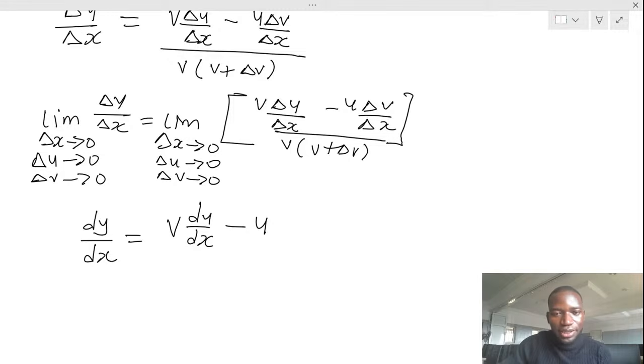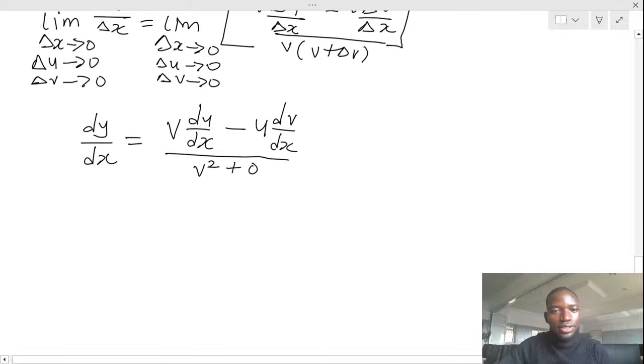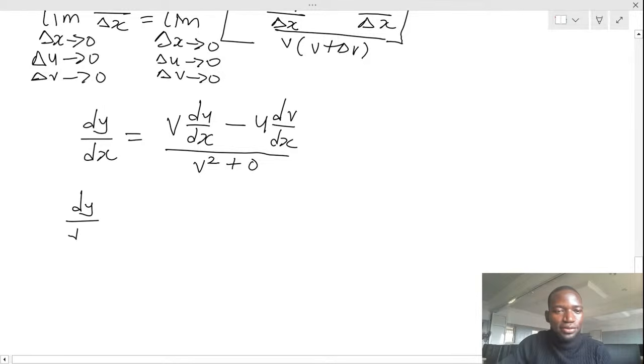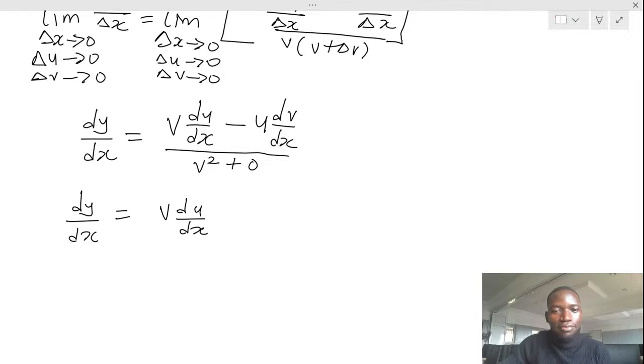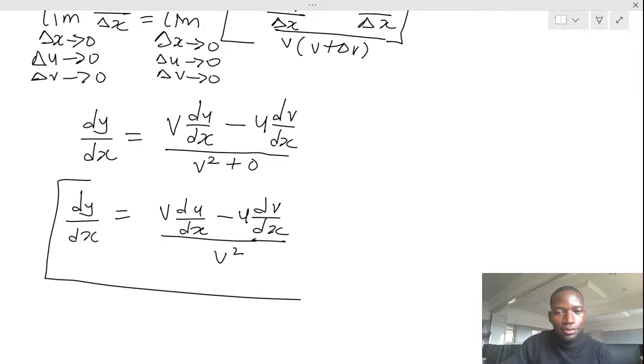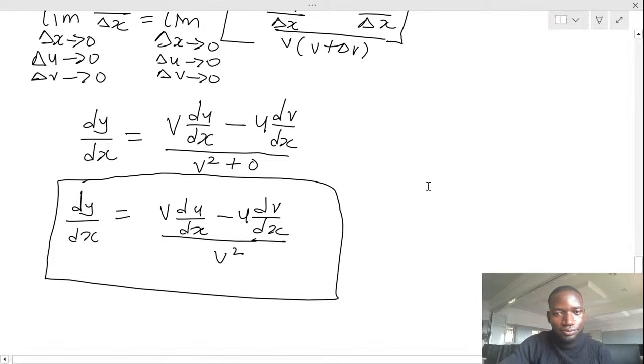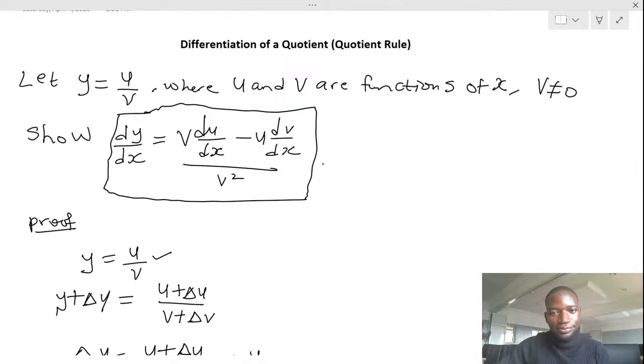Delta v and delta x also is not standing alone. We're going to have dv over dx. Then everything over this one, if you open up the bracket, you're going to have v squared plus, this one is standing alone, so it's going to give us 0. So our final answer is dy by dx equal to v du by dx minus u dv by dx, everything divided by v squared. So this is the formula for quotient rule. We have just successfully proven this.